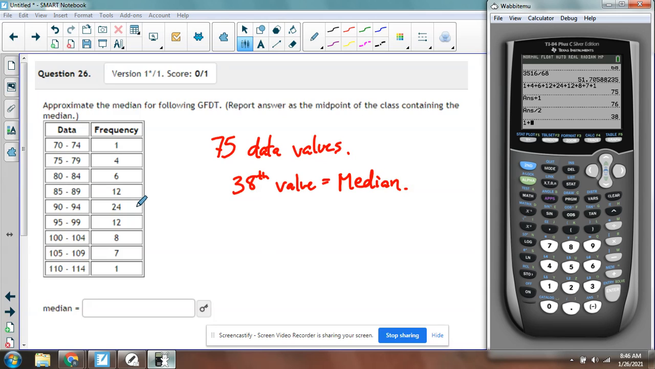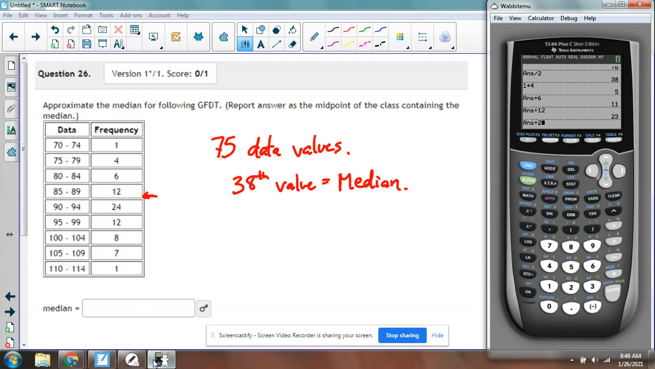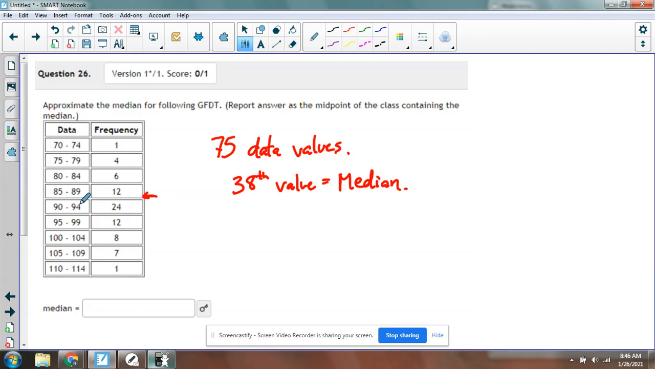So I have 1 plus 4 plus 6 plus 12. Right here, I'm only at 23 values. So then when I do plus 24, now I'm above 38. So the 38th value must have fallen somewhere in this interval, because I didn't reach it here, and I'm too high here. So it's somewhere in this interval.